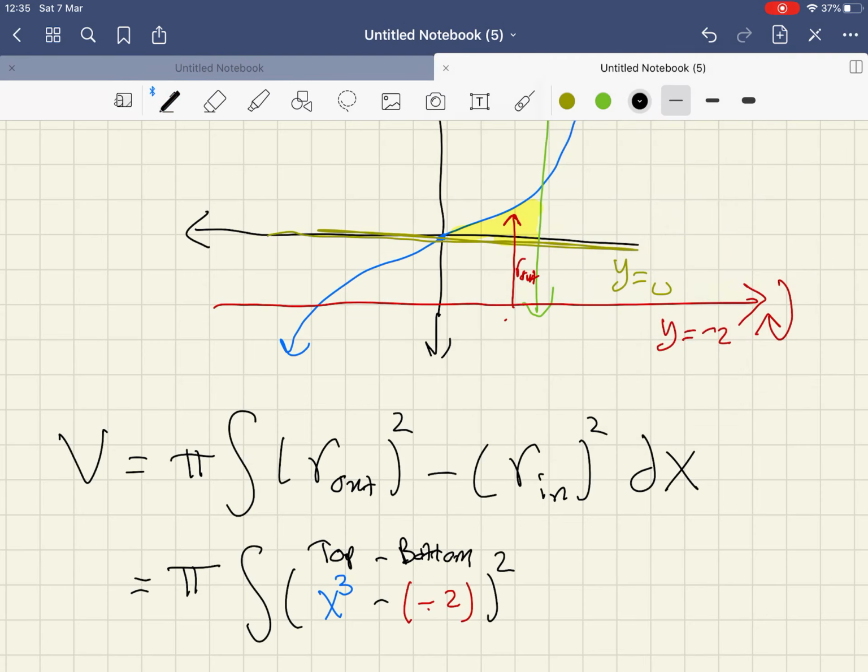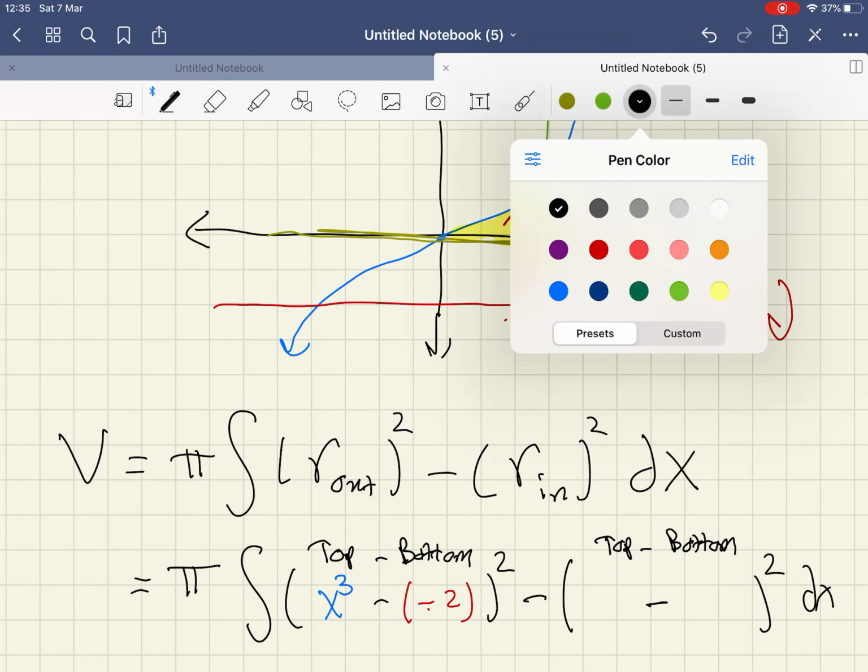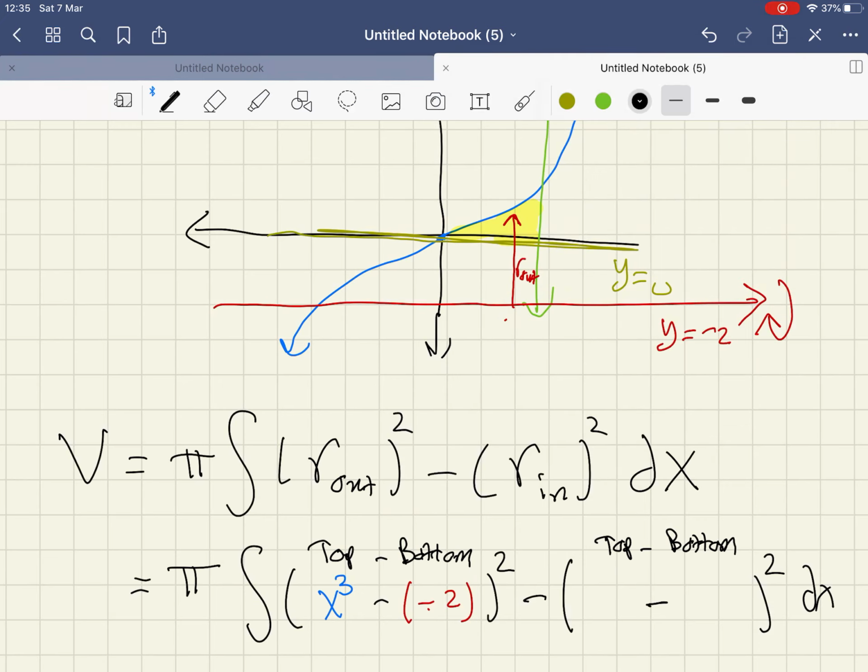Now we have to do the same thing for the R in. So we have top minus bottom. The top function is, if we draw it here, sorry, we should do it in red. This is R in, or inner function. The top function is this one, which is y equal to 0. And the bottom function would be the same as before, which is -2.